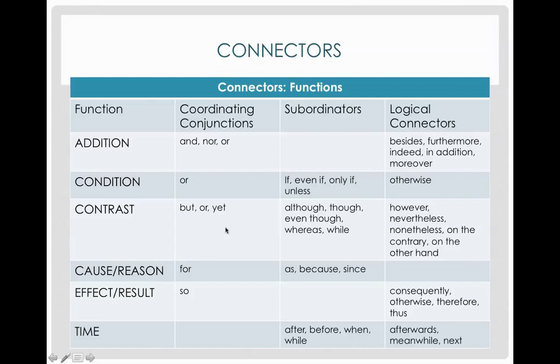For contrast, the coordinating conjunctions are but, or yet. The subordinators are although, though, even though, whereas, while. The logical connectors: however, nevertheless, nonetheless, on the contrary, on the other hand. For cause or reason, the coordinating conjunction is for. The subordinators are as, because, or since. Since can mean because.